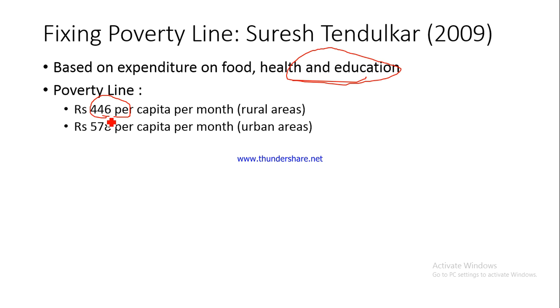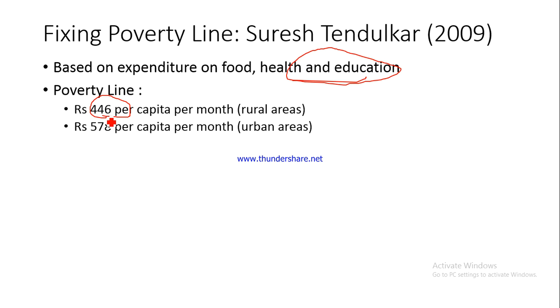It would be 2230 rupees per month, which is nothing but 446 into 5. Excuse me if the calculation is wrong, right? So this way the poverty line can be fixed for the whole family as well, and we can find out whether the family is below poverty line or above poverty line.